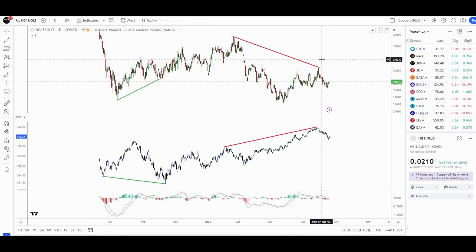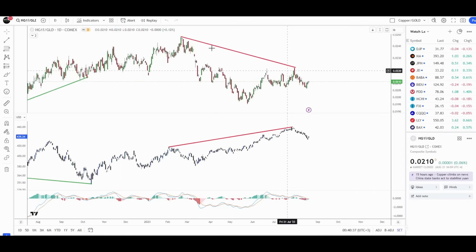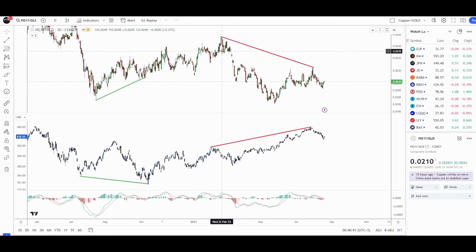But another indicator that I like to watch is the copper to gold ratio. The copper to gold ratio actually formed this massive, huge bearish divergence, right? Lower high versus the highs in February as the S&P made a higher high.